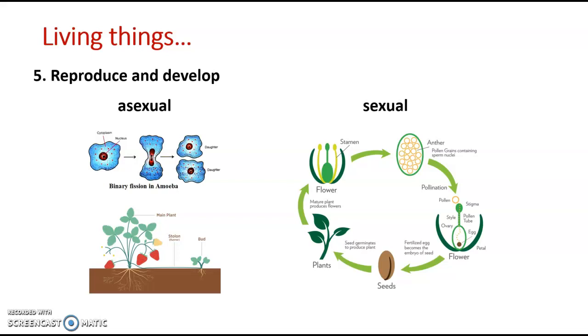But no matter if it's asexual or sexual reproduction, if it's a living thing, it's going to have the ability to reproduce and it's going to develop in a predictable pattern. Infant, toddler, child, adult in the case of humans.